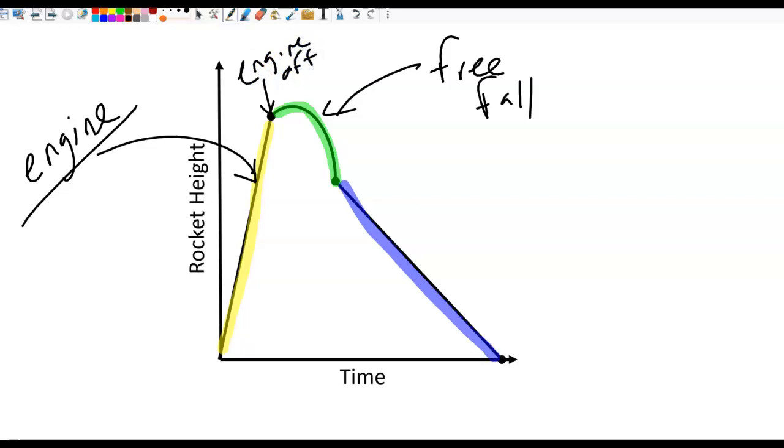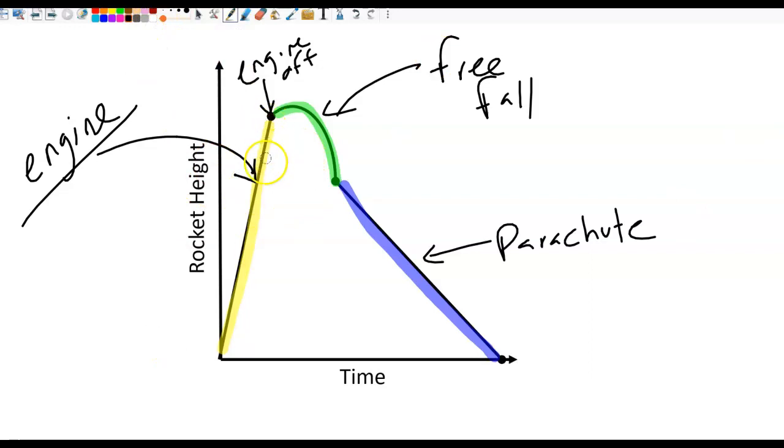Okay? But something else happens here now on the blue line. What's going on there? It was falling, and it actually started falling pretty quickly because of gravity, but all of a sudden something happened right here at this point that caused it to fall more slowly. What was that? Well, that was the parachute. Okay?